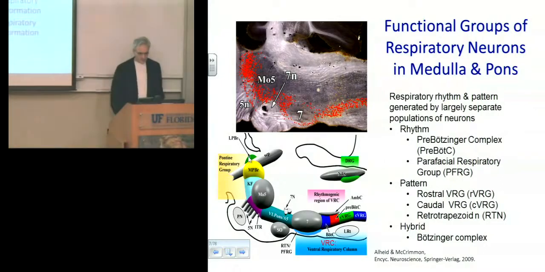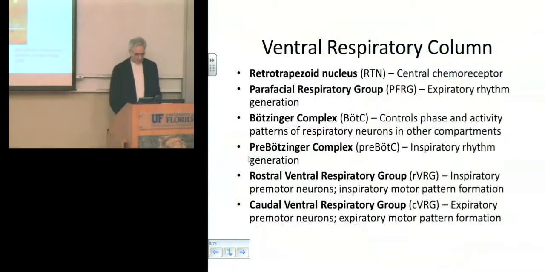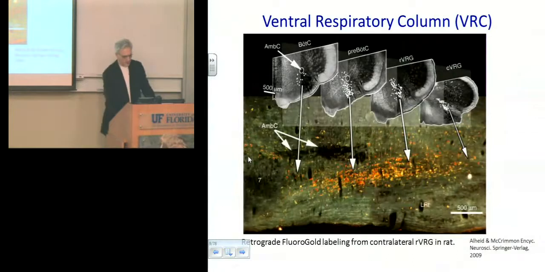All right, what's next? So this is just, we can just go through this quickly. It's the same thing, looking at the ventral respiratory column, retrogradely labeled neurons. This is a parasagittal section, and then it's just showing where the retrogradely labeled neurons are if you do a coronal section through each of these areas.